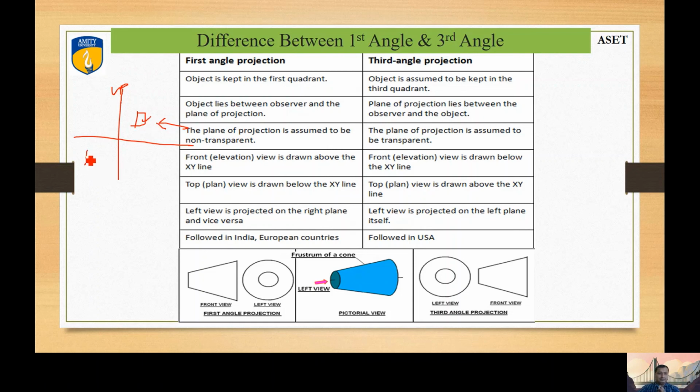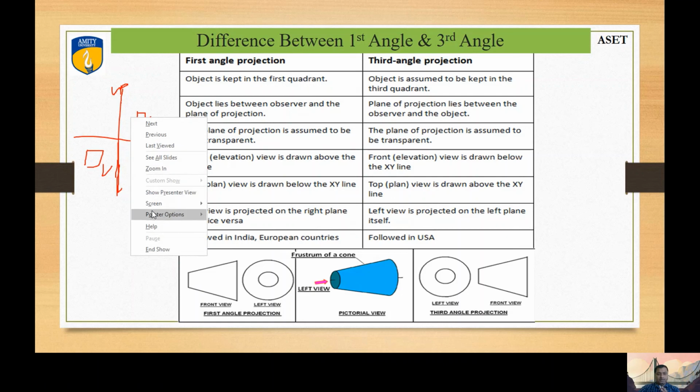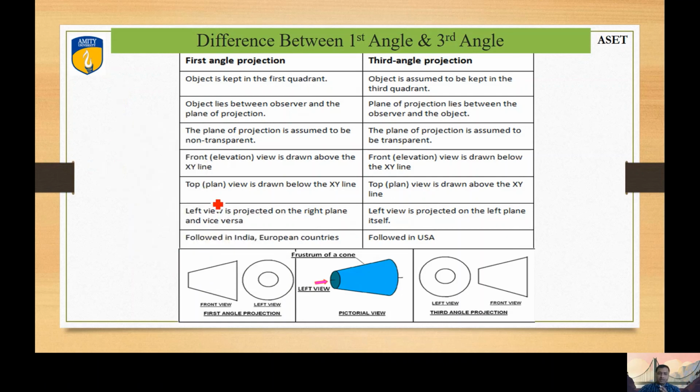But in the third angle, because the planes are assumed to be transparent, the observer is here and is not required to move to this point. So in the third angle, the plane comes between the observer and the object. Also, we have seen the front view is above the XY line in the first angle, and the front view is below in the third angle. The top view is below in the first angle, and the top view is above in the third angle.